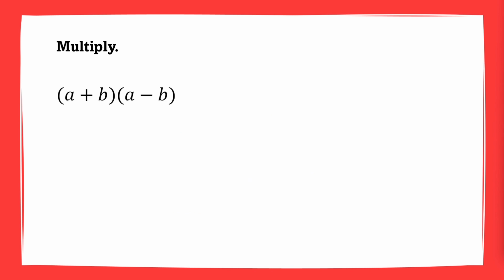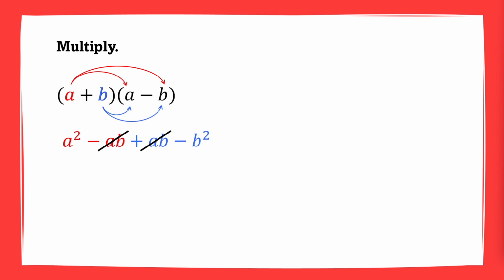Another special case is multiplying two binomials containing the same terms, where one is a sum and the other is a difference. Let's expand it using the distributive property. First, a times a gives us a squared, and a times negative b gives us negative ab. Then b times a gives us positive ab. And finally, b times negative b is negative b squared. Notice that the two middle terms are opposites and cancel each other out, leaving us with a squared minus b squared.